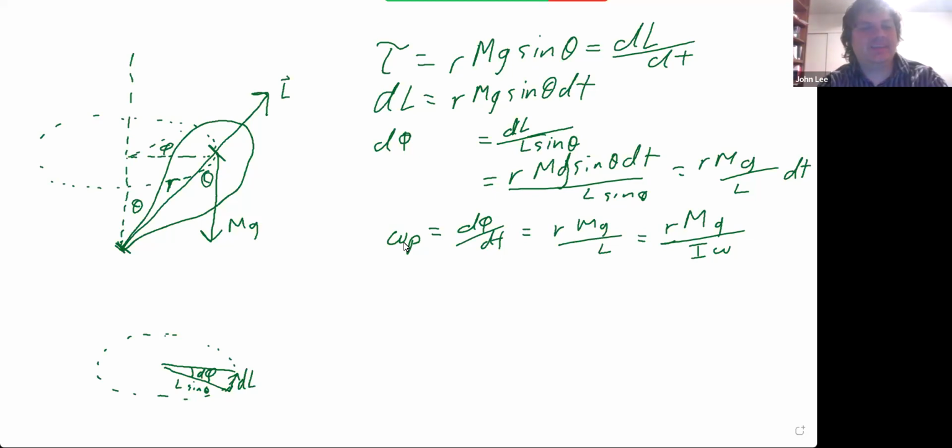And then this is basically just how tops work, and gyroscopes. So hopefully that was all interesting.